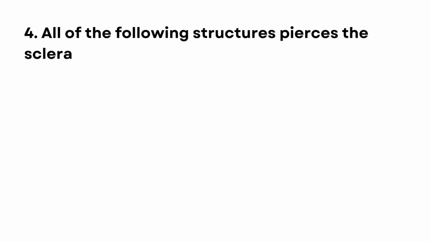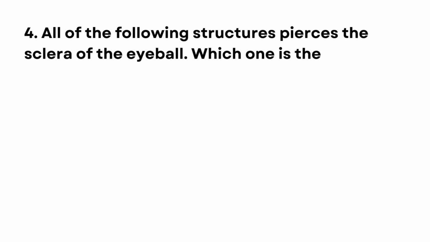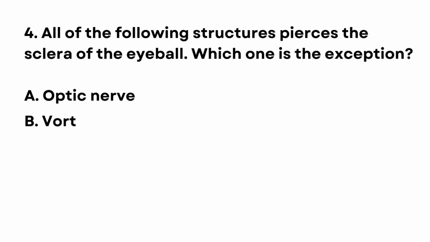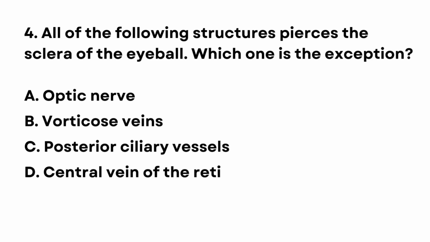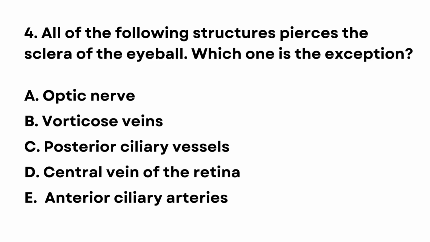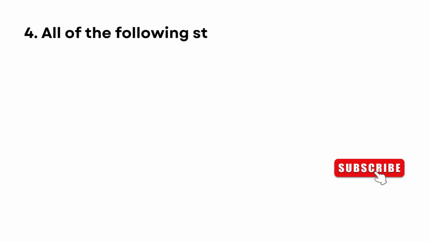4. All of the following structures pierce the sclera of the eyeball. Which one is the exception? A. Optic nerve. B. Vorticose veins. C. Posterior ciliary vessels. D. Central vein of the retina. E. Anterior ciliary arteries. The answer is E.